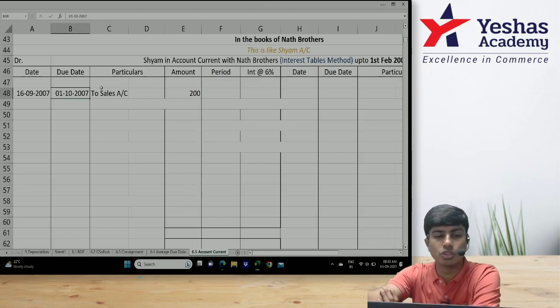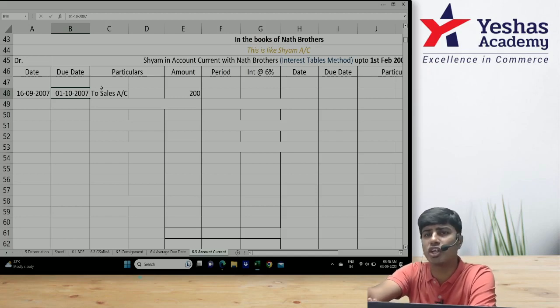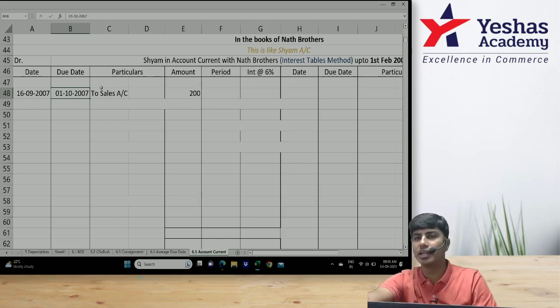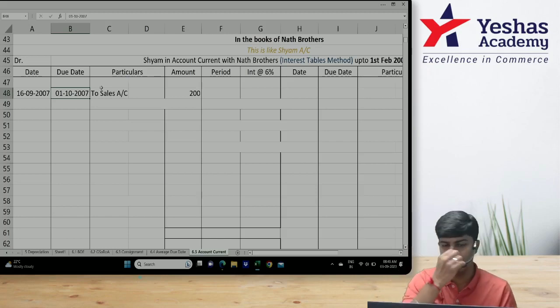Though you sold the goods to Shyam on 16th of September, you have told him to pay the money on 1st of October. If he pays the money on 1st of October or before 1st of October, we are not going to charge him interest. We are going to charge him interest only if the payment is after 1st of October. Clear? Very good. What's after that?